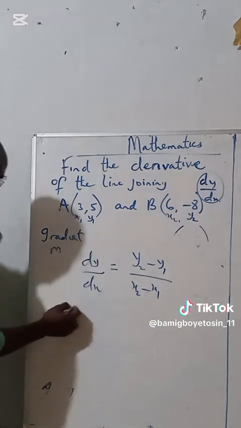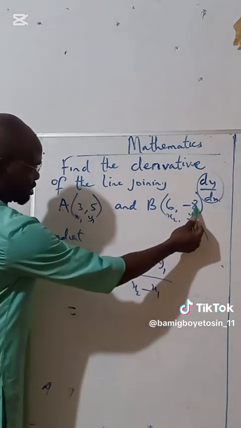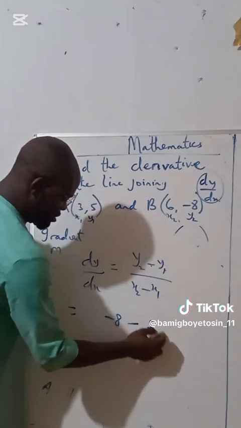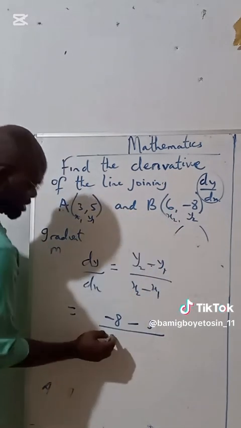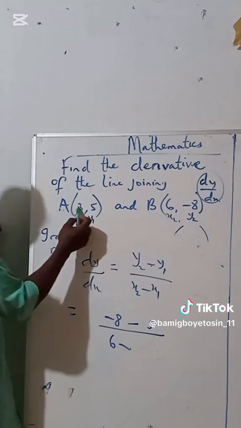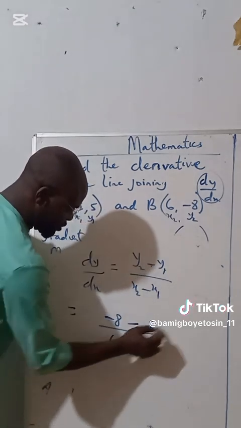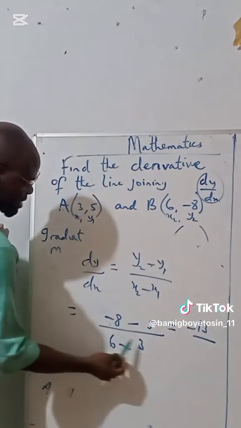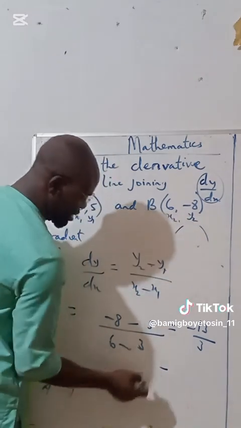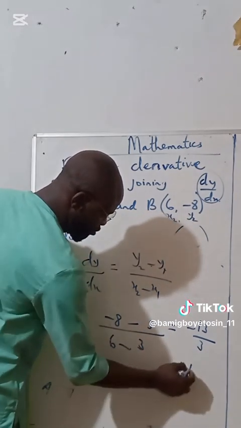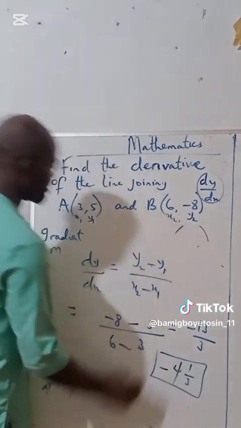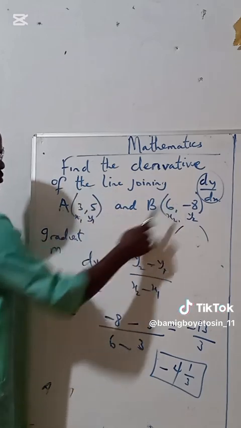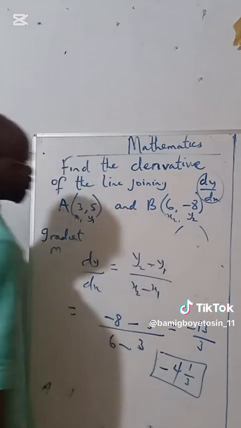So let's see. y2 is minus 8, so minus 8 minus y1, which is 5, over x2, which is 6, minus x1, which is 3. So we're going to have minus 8 minus 5, which is minus 13, over 6 minus 3, which is 3. So that's the answer. Minus 13 over 3 is minus 4 whole number 1 over 3. So that is the derivative, the gradient of the line joining those two points. The answer is minus 4 whole number 1 over 3.